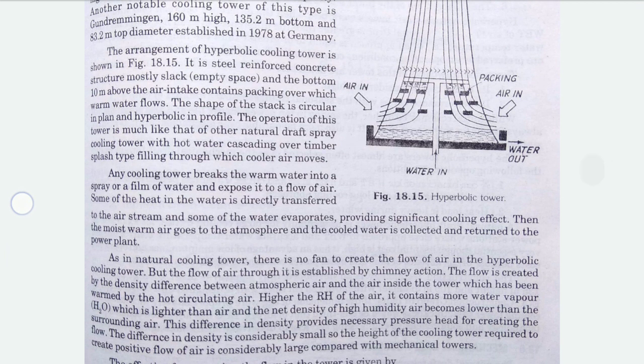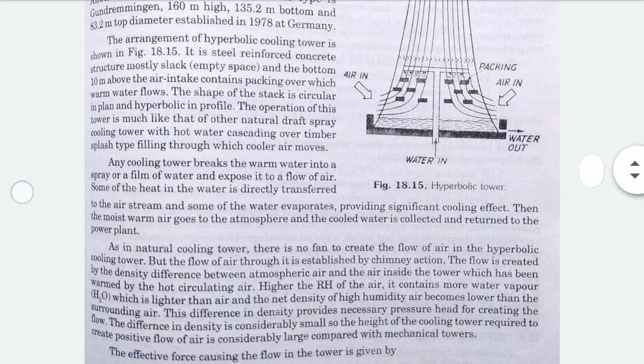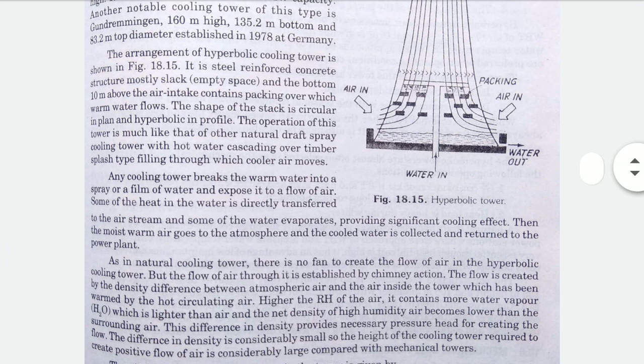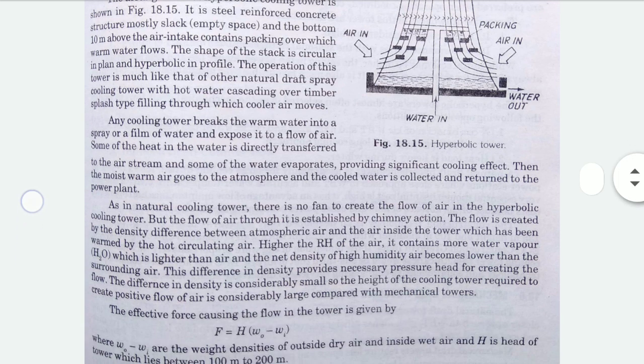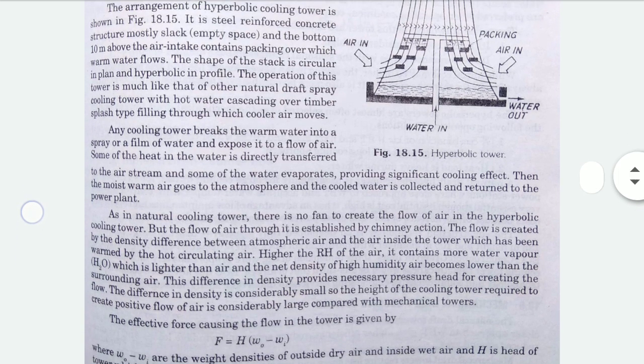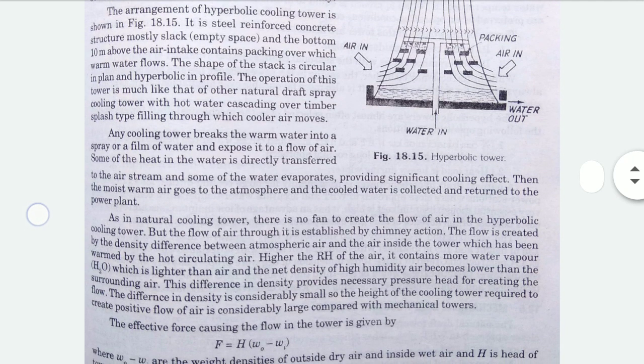Any cooling tower breaks the warm water into spray or a film of water and exposes it to the flow of air. Some of the heat of the water is directly transferred to the air, and some of the water evaporates, providing a significant cooling effect. Then the moist warm air goes to the atmosphere, and the cool water is collected and returned to the power plant. The moist warm air, which has taken heat from the water, goes to the atmosphere through the top of the cooling tower, and the water collected at the bottom is recirculated to the condenser.